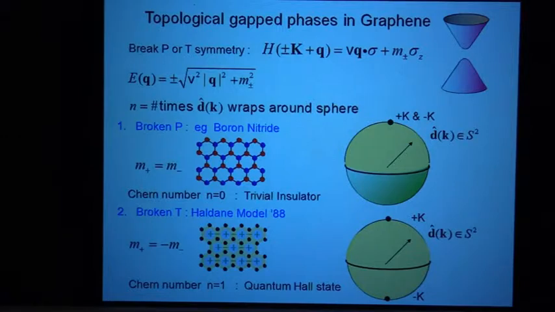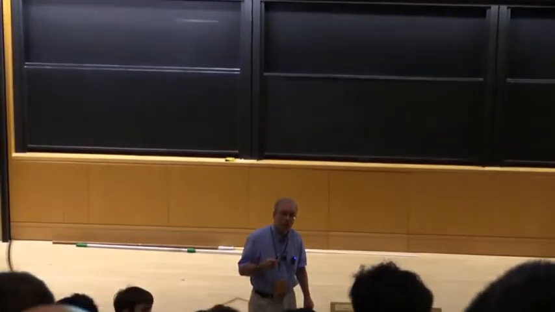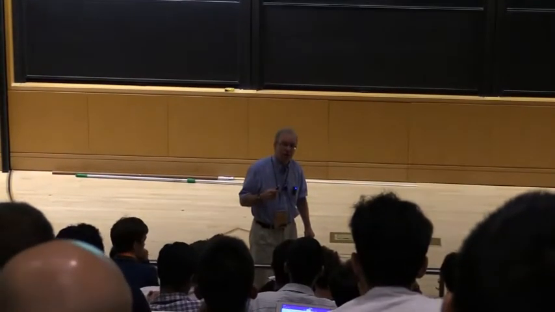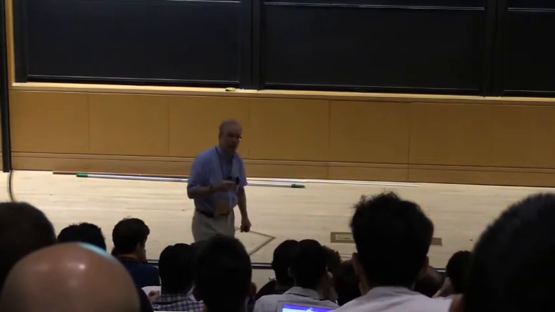Yeah. So when you say that your D vector is wrapping around the sphere, do you mean that it has gone through all the points of the sphere, in the sense that it has spanned the entire sphere? Yes, every point. Every point is gone through. Yeah, absolutely.